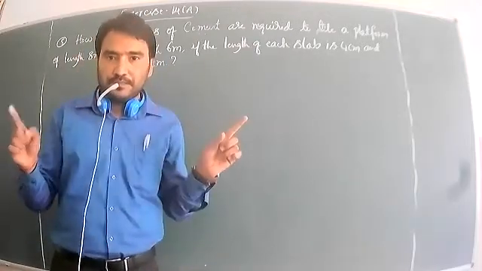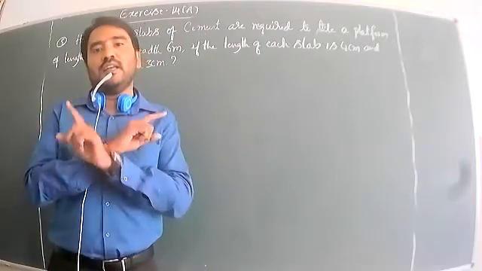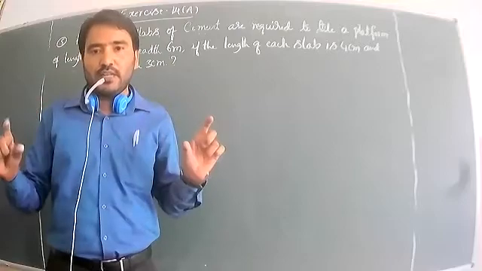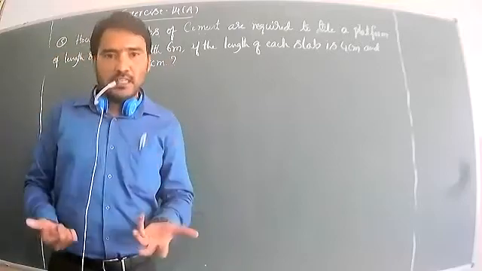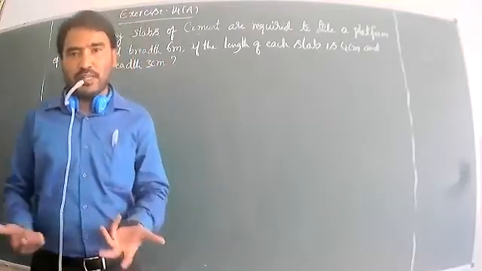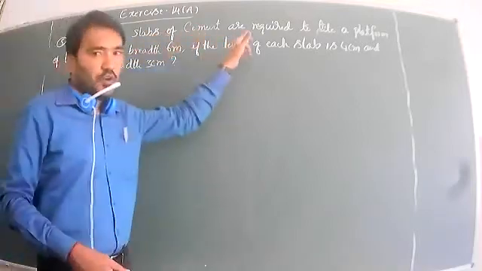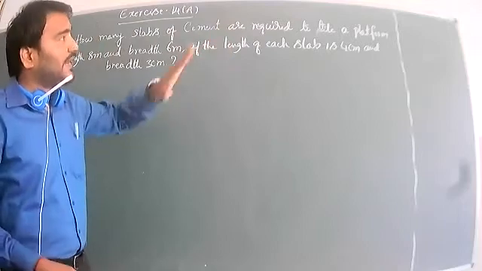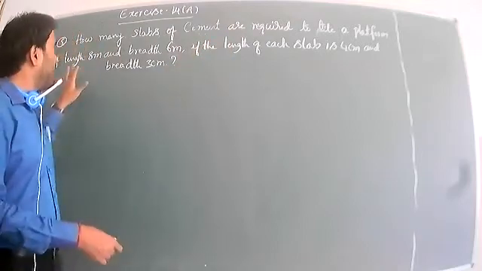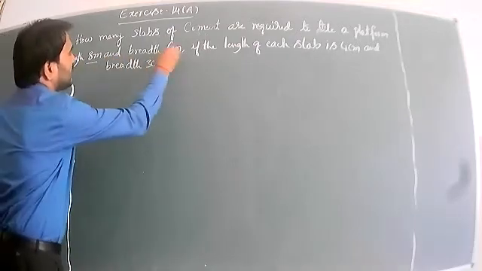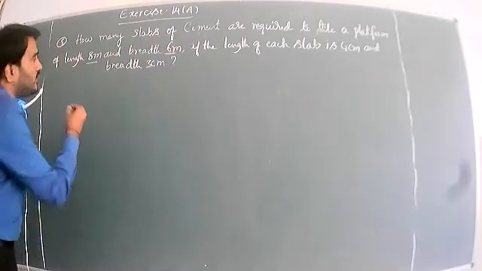The formula is area of the platform and area of the cement slab. So we take both the areas, then divide, and we get how many slabs we have to record. First we observe the question: how many slabs of cement are required to tile a platform of length 8 meter, breadth 6 meter? This is the platform.